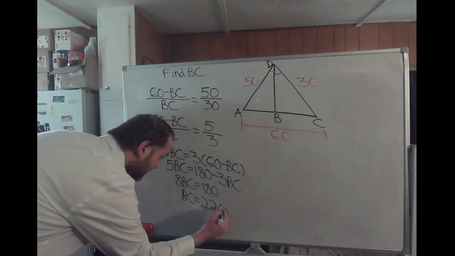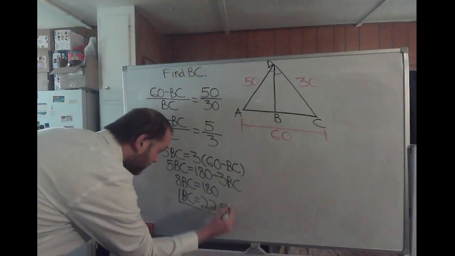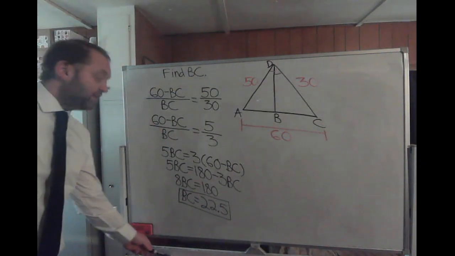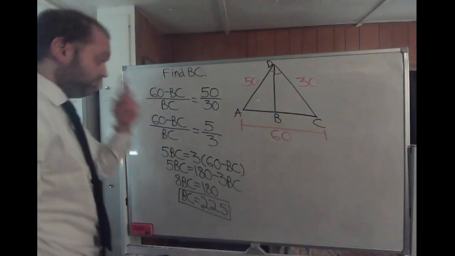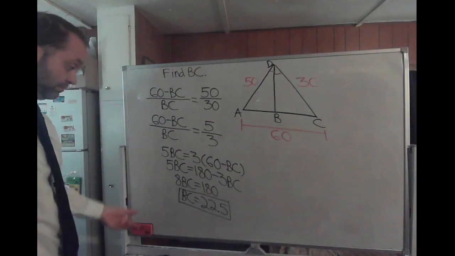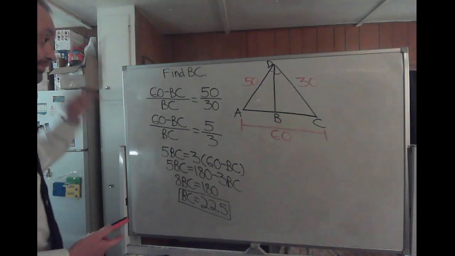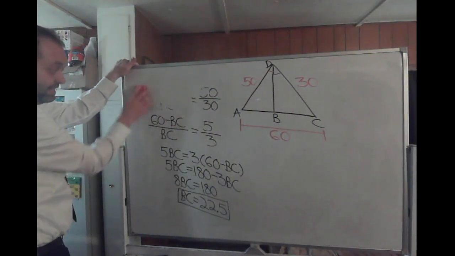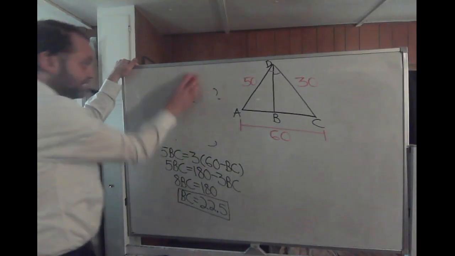So BC ends up having a length of 22.5. That's what you would get in the end. BC has a length of 22.5. And yes, it is normal to get decimal answers. You can totally get that sometimes.